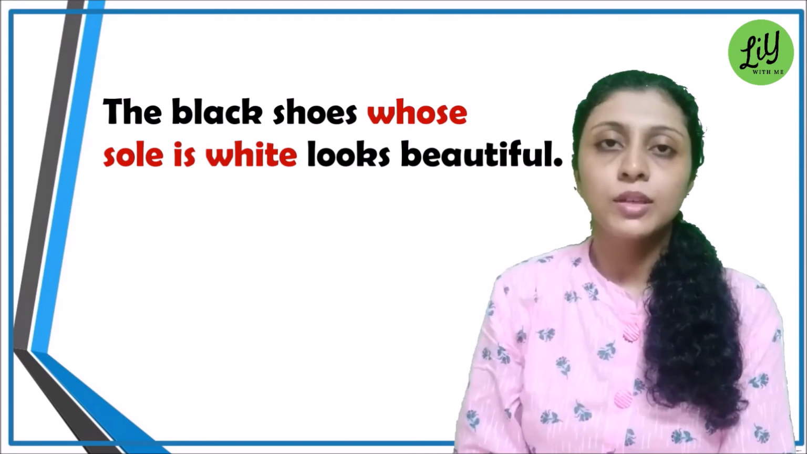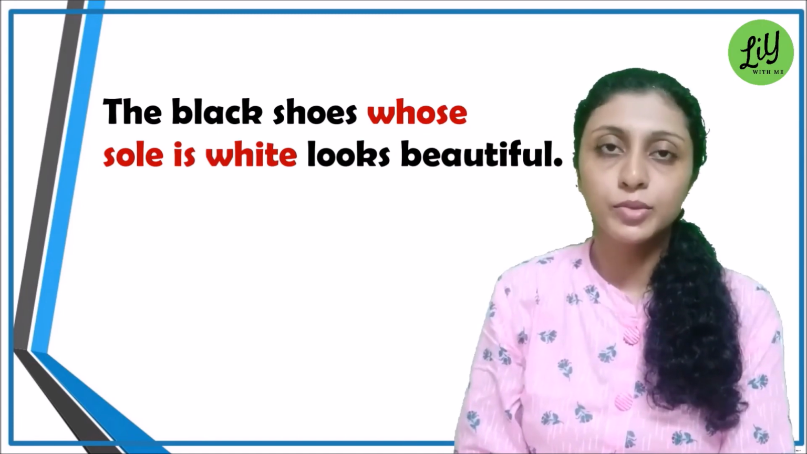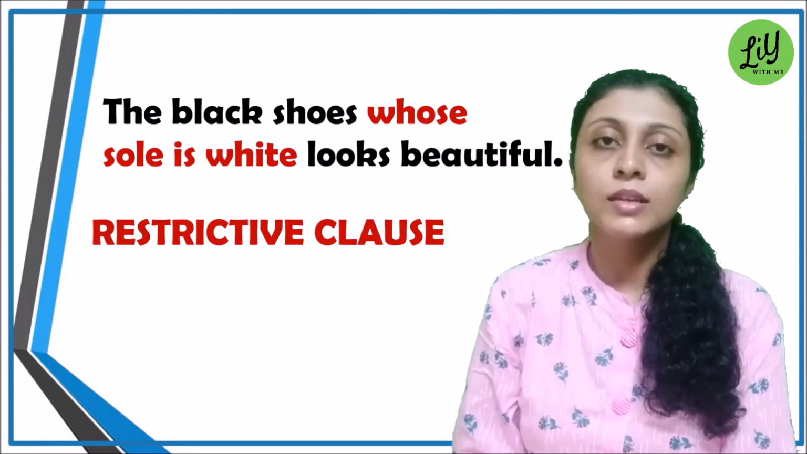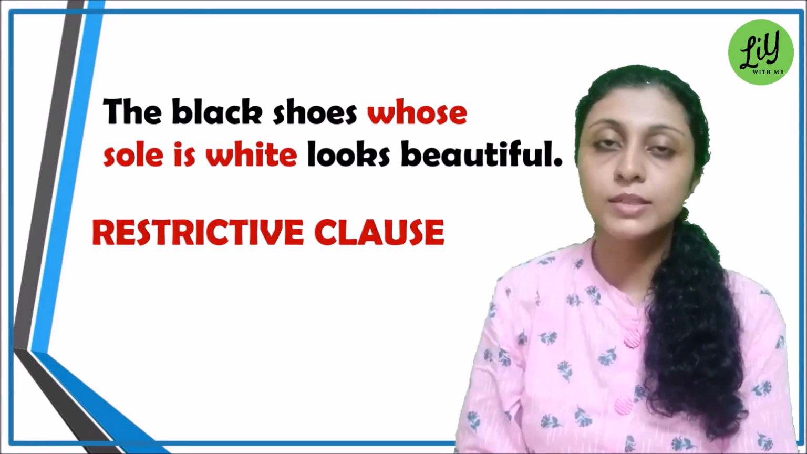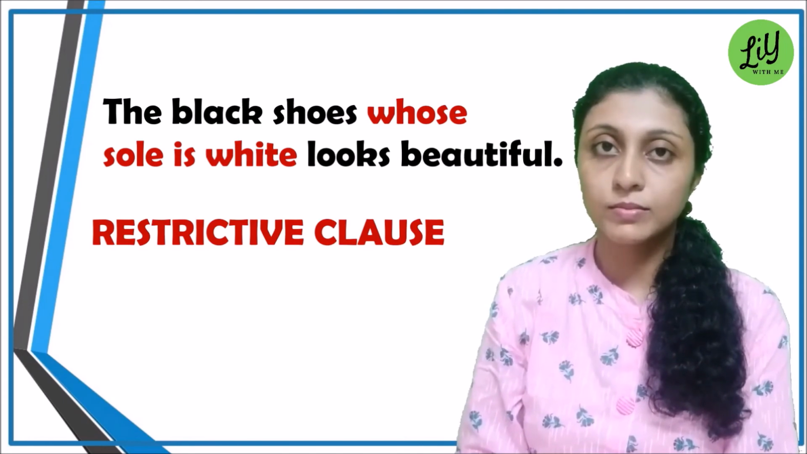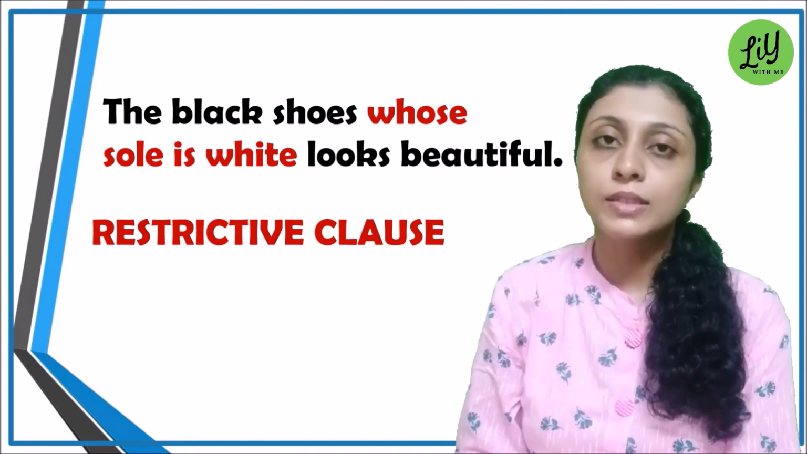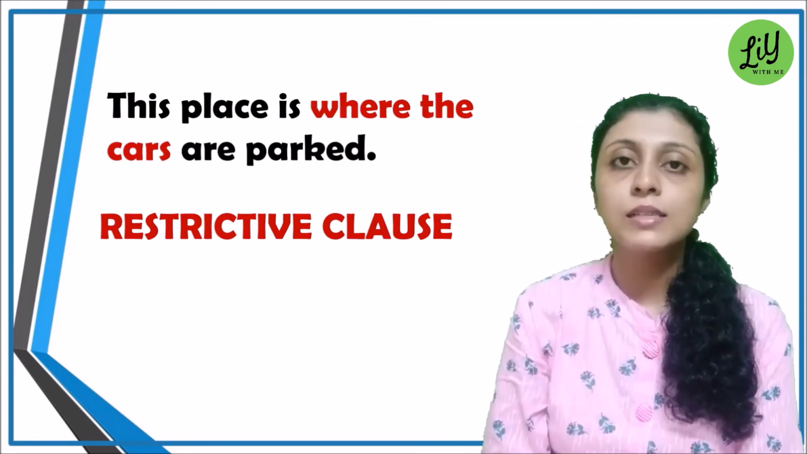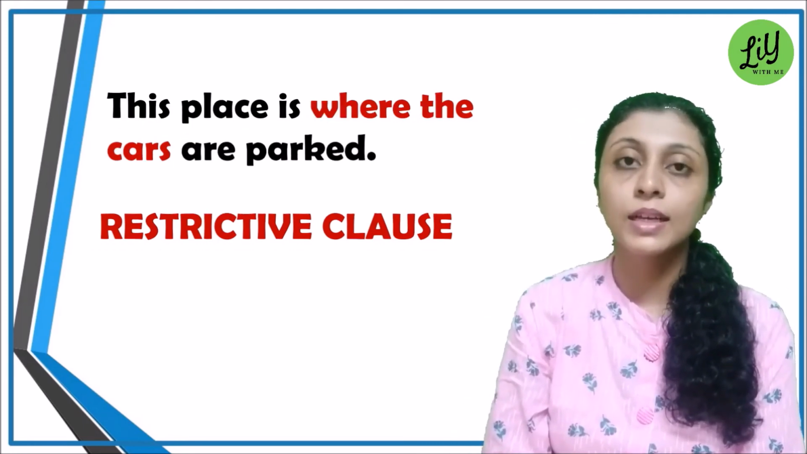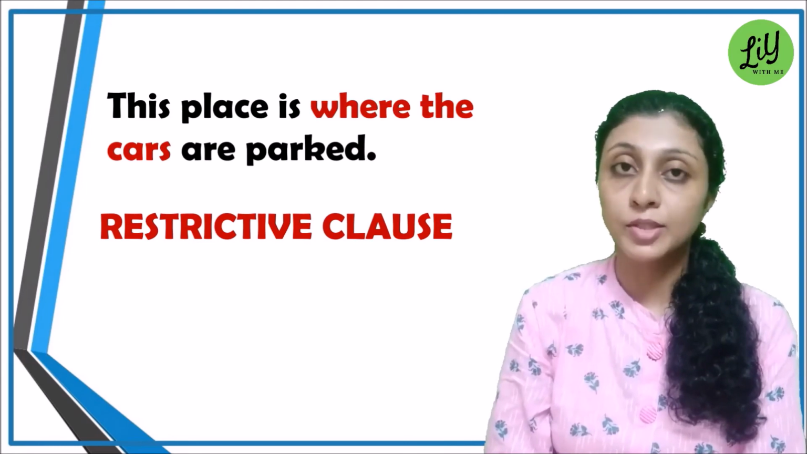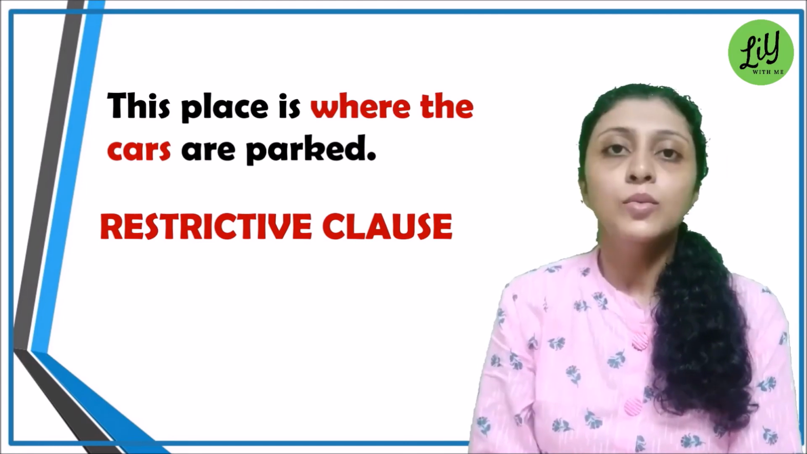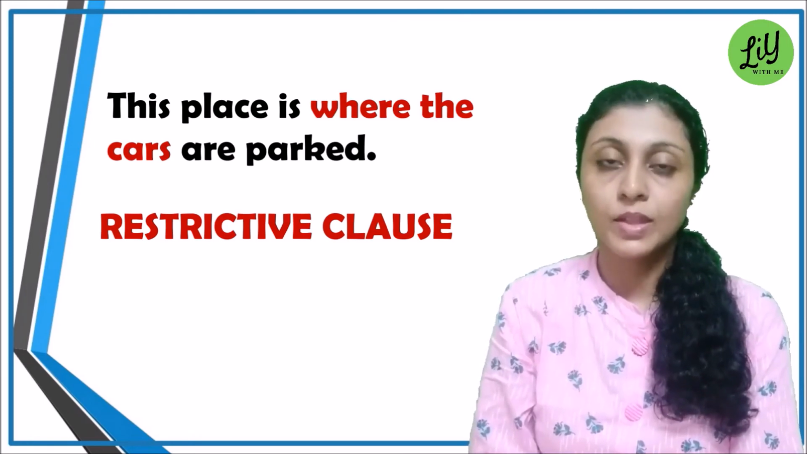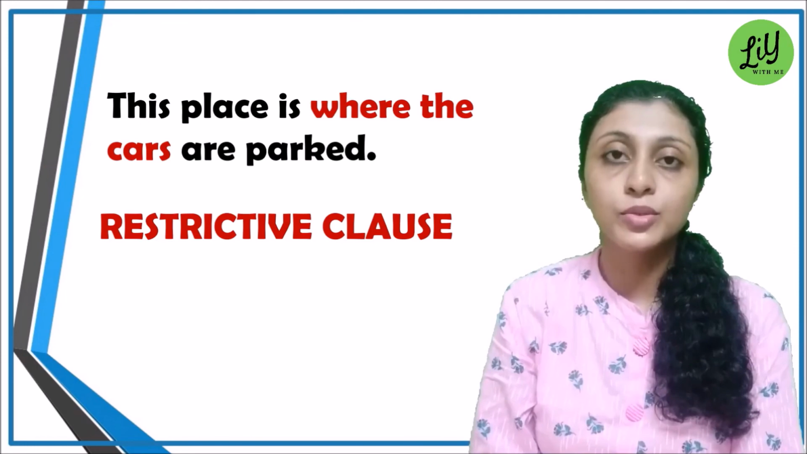The black shoes whose sole is white look beautiful. Over here, whose is the relative pronoun that is used to refer back to the shoes. It is a possessive pronoun. And here it is a restrictive clause. This place is where the cars are parked. This is a restrictive clause because we are limiting the meaning of the sentence. Where is the relative pronoun that is used to refer to a place. When is used to refer to a time.